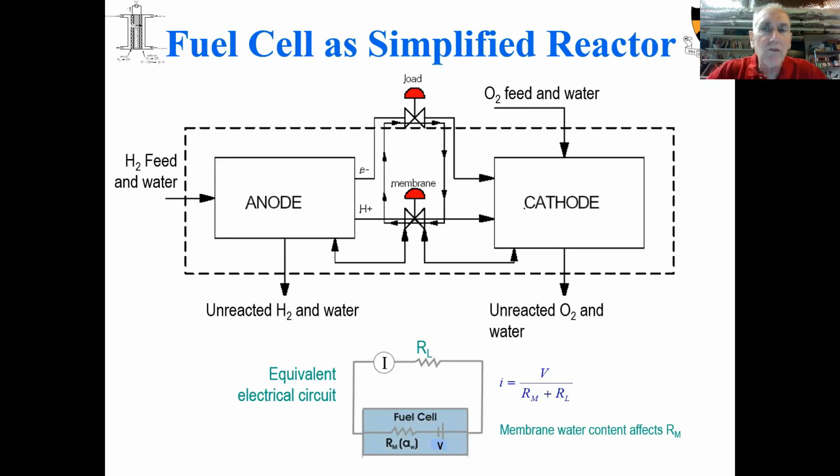And this simplified chemical reactor has a simple equivalent circuit where I have a battery voltage, which corresponds to the chemical potential difference between the anode and the cathode. I have a load resistance, and I have an internal resistance corresponding to the resistance in the membrane of the fuel cell.